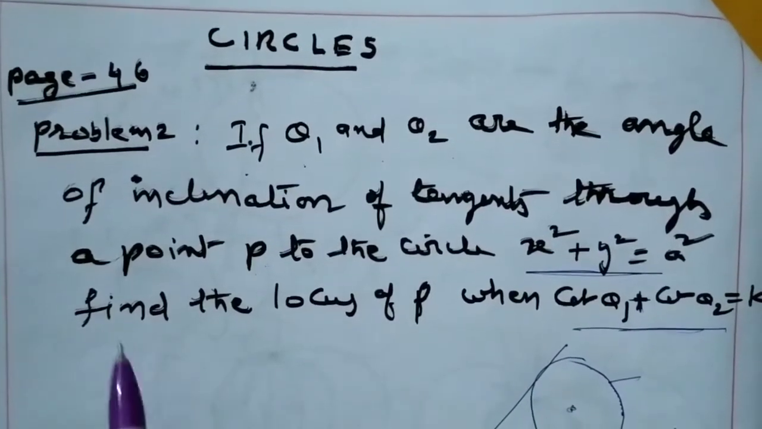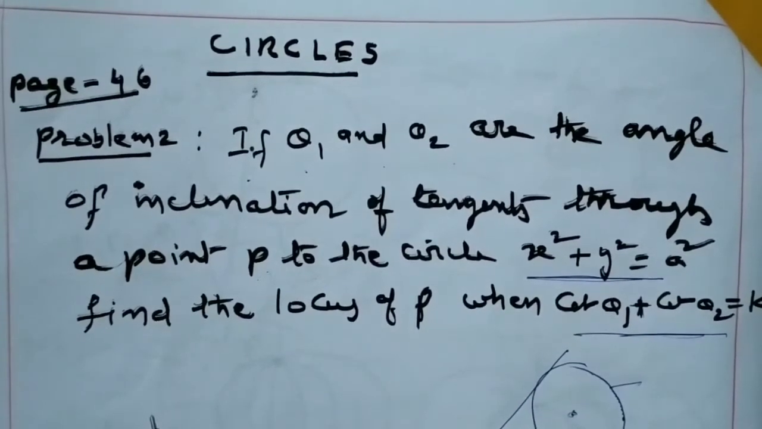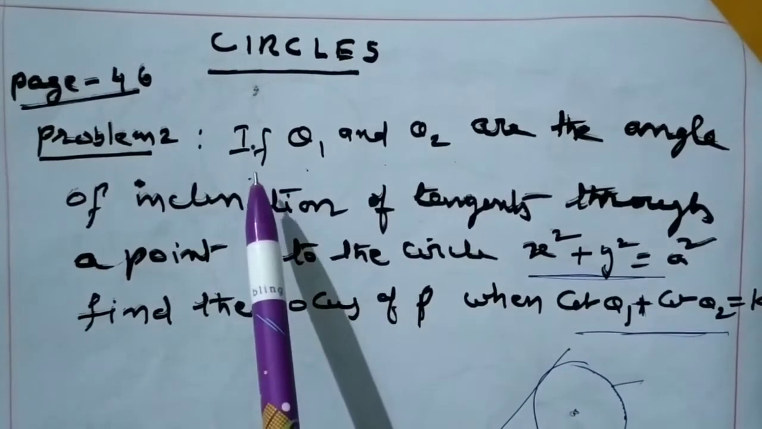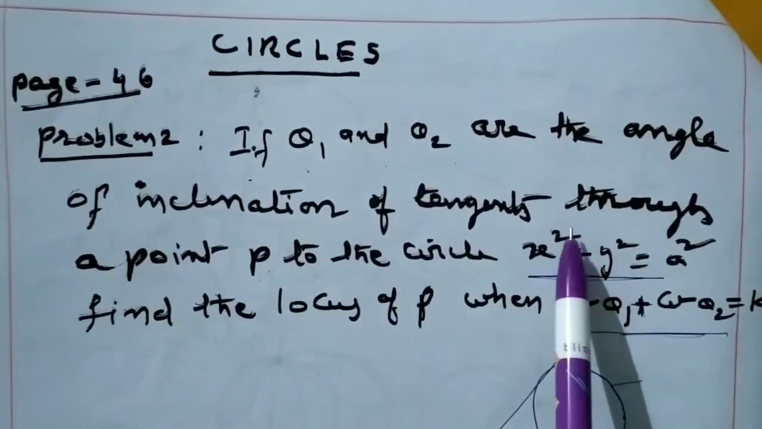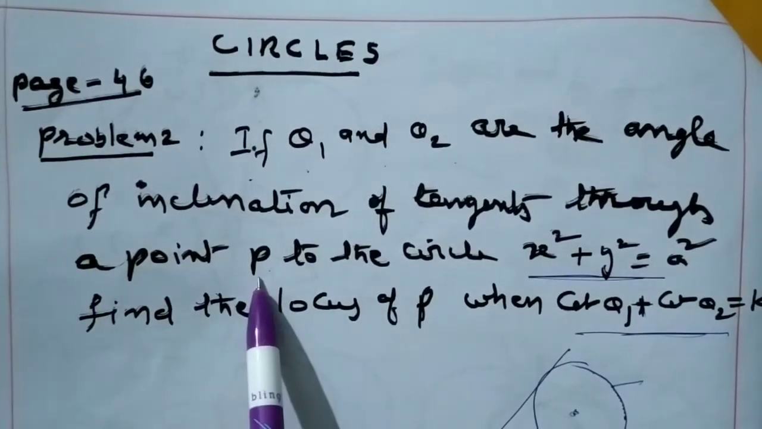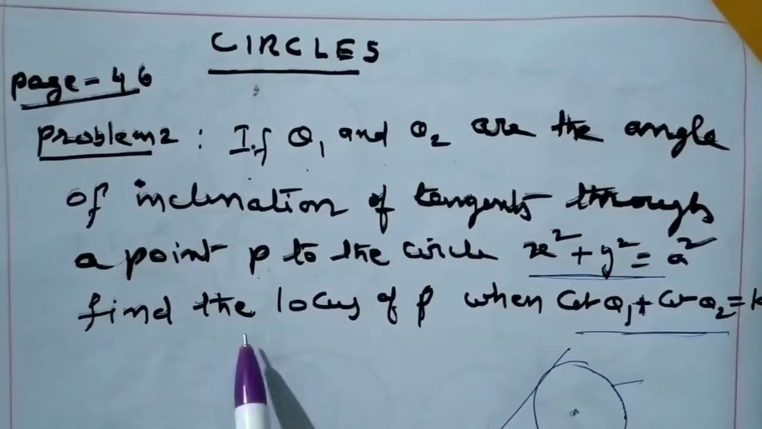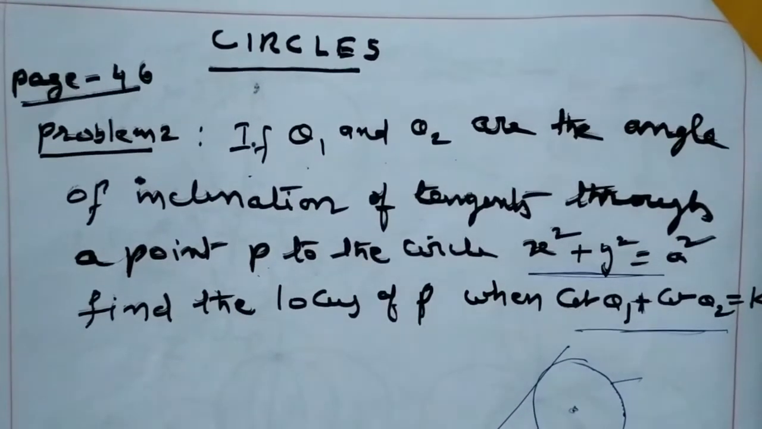Hello students, in this class we discuss some important problems based on the relation between tangents drawn from a point to the circle, whenever the relation between the tangents is given. In this particular problem, theta 1 and theta 2 are the angles of inclination of tangents through a point P to the circle x square plus y square is equal to a square. Find the locus of P when cot theta 1 plus cot theta 2 is equal to K.